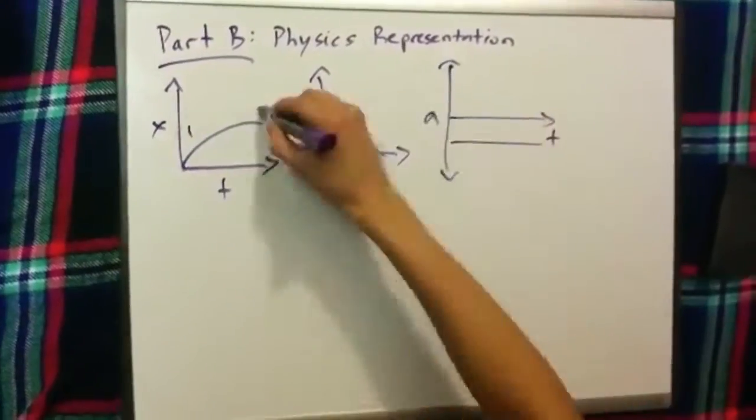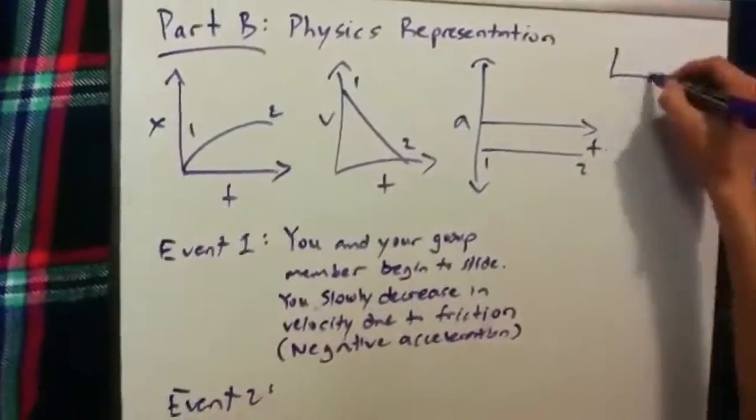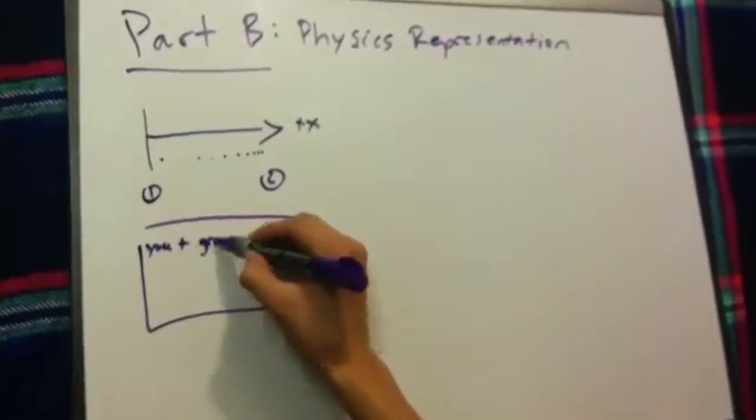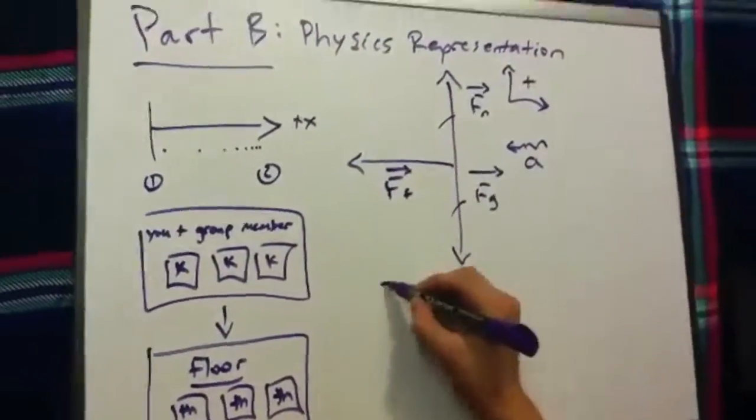Part B, physics representation. Since the acceleration is constant, velocity is decreasing at a constant rate. The normal and gravitational forces are equal. The only horizontal force is friction. Kinetic energy from you and your group member is transferred to the ground as thermal energy.